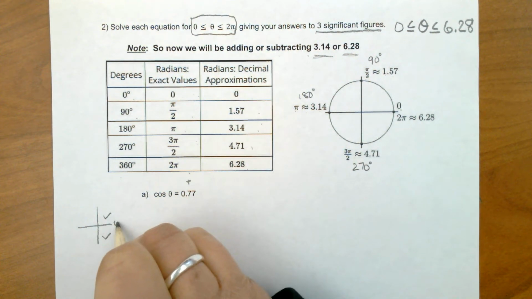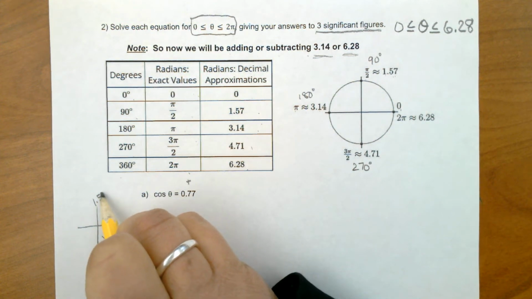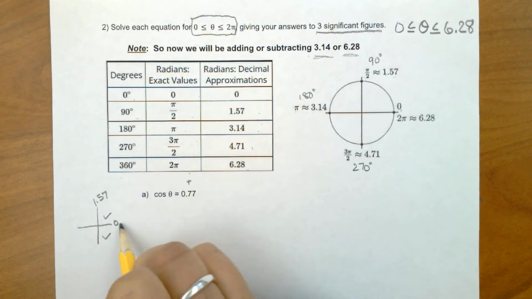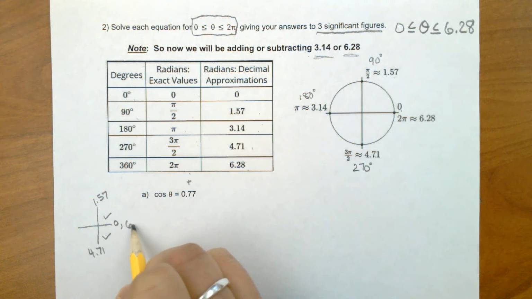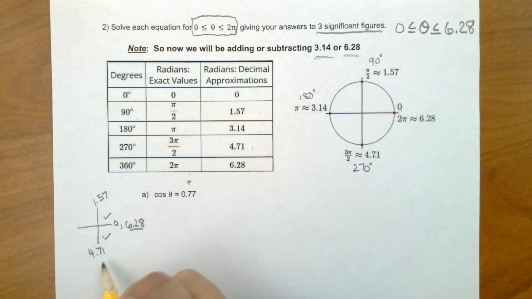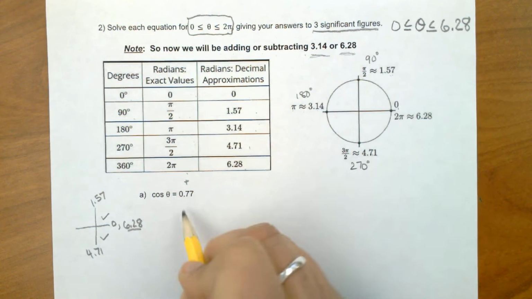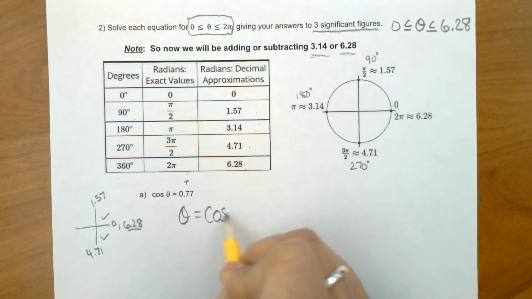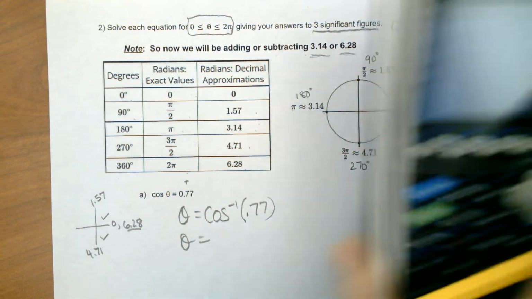So we know our answers are going to be between 0 and 1.57, and between 4.71 and 6.28, okay? So these really do help. All right, let's do inverse cosine of 0.77 and see what happens.